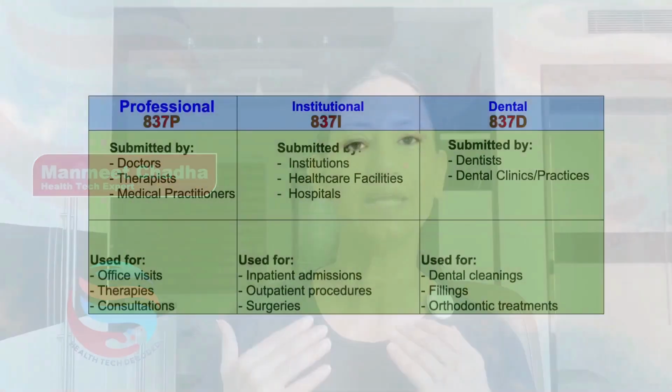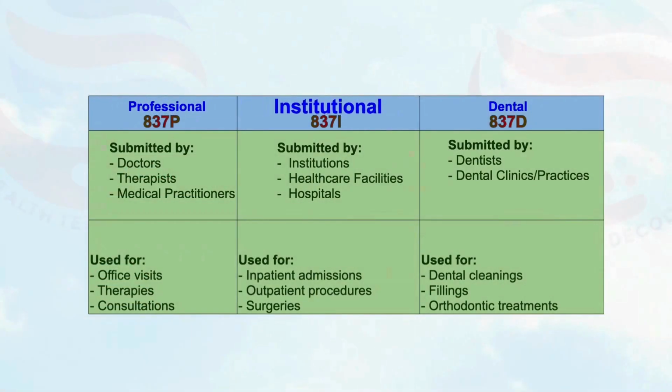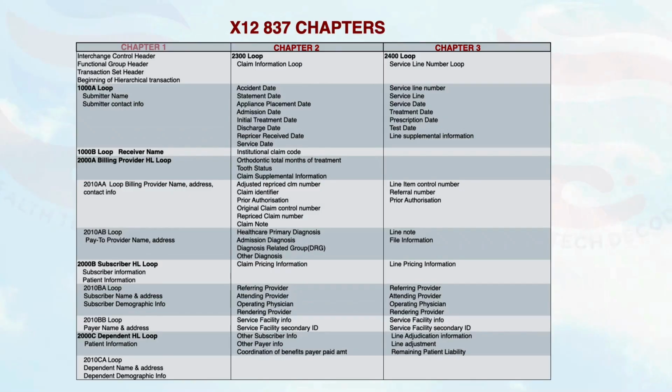As we already know, 837 files can be professional, institutional, or dental. For these 837 files, in Chapter 1, we did loops 1000A, 1000B, 2000A, 2000B, and 2000C. In Chapter 2, we did loop 2300 and all segments under it. Today, in Chapter 3, we are doing loop 2400 for the service lines in a claim.